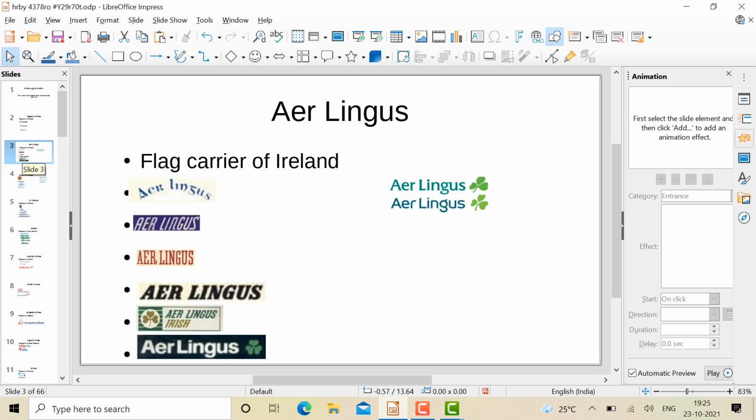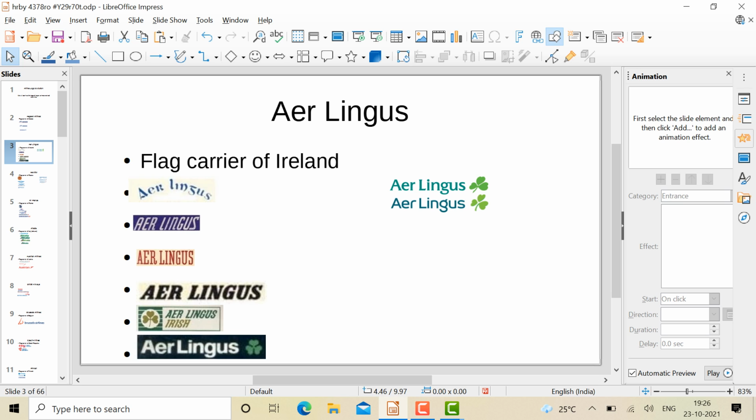Our next airline is Aer Lingus. Aer Lingus is the flag carrier of Ireland, and it has several logos that have evolved over time. The first one was pretty simple, having a yellow background with the name Aer Lingus. Next, it became a purplish blue background with a rose color. It was written as Aer Lingus.